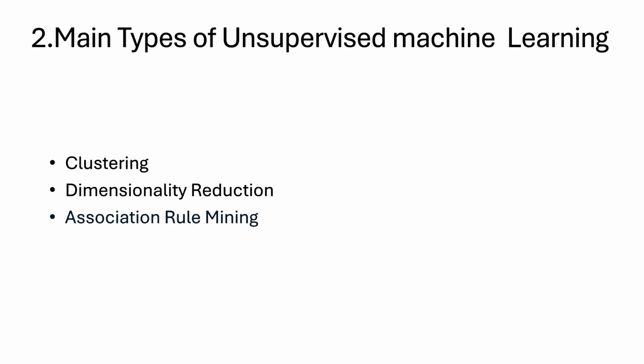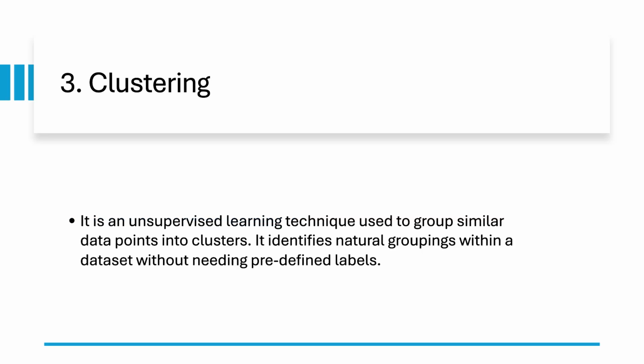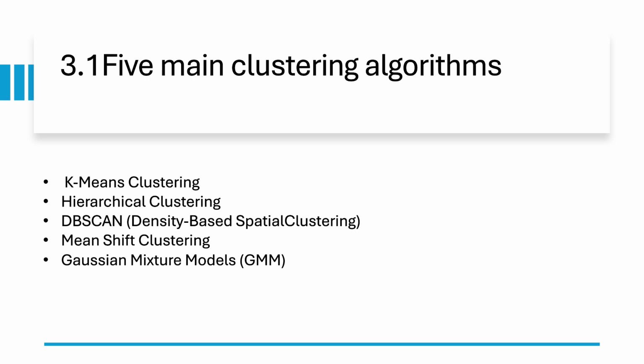There are three main types of unsupervised machine learning, and these are clustering, dimensionality reduction, and association rule mining. Clustering is an unsupervised learning technique used to group similar data points into clusters. It identifies natural groupings within a dataset without needing predefined labels. There are five main clustering algorithms, and these are k-means clustering, hierarchical clustering, DBSCAN, density-based spatial clustering, mean-shift clustering, and Gaussian mixture models.